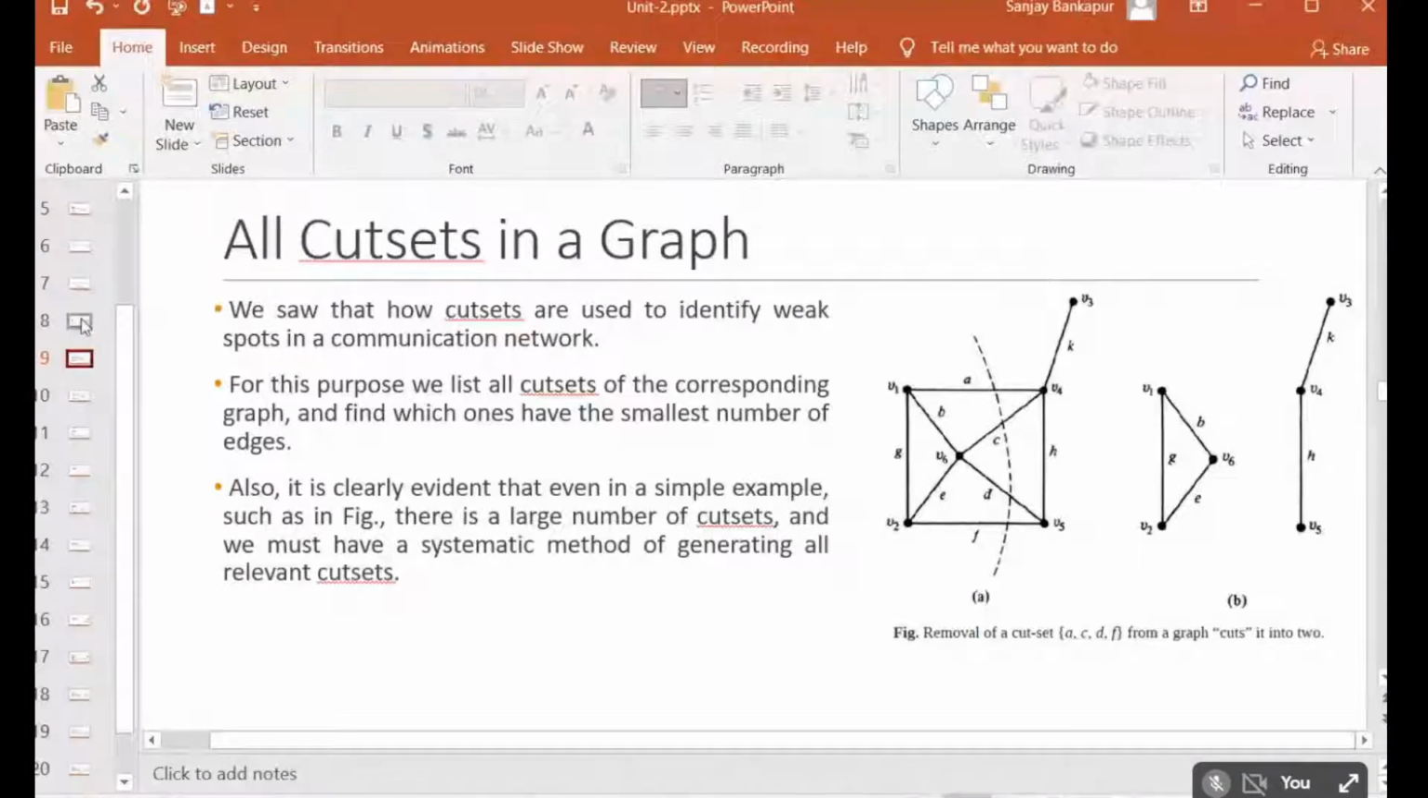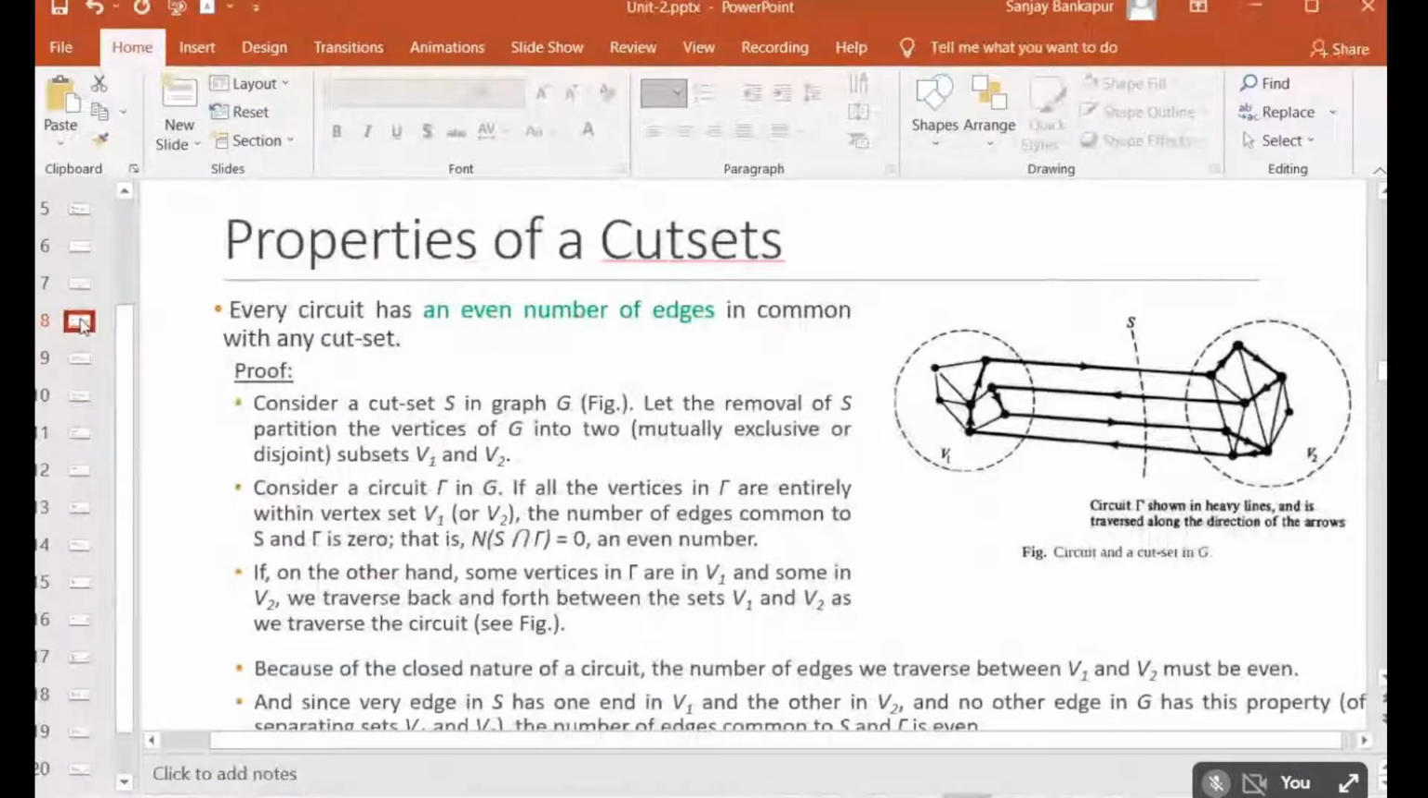Probably I will go to the next part. We'll see more properties as we go through. For a few of the properties we need some more concepts. So when we acquire that knowledge or understand those concepts, we'll define some more properties.